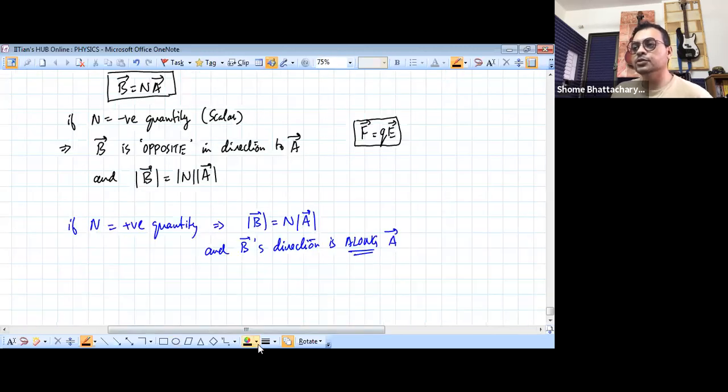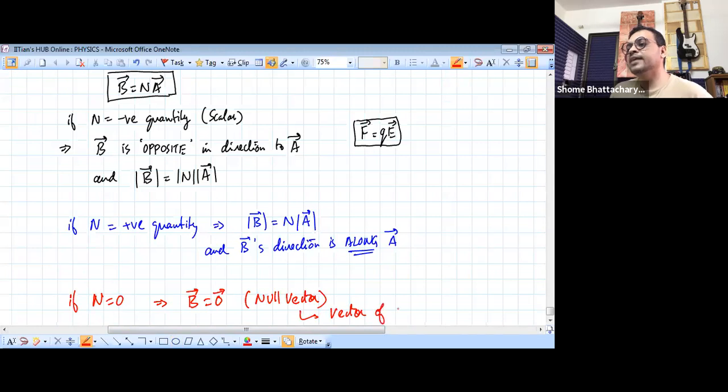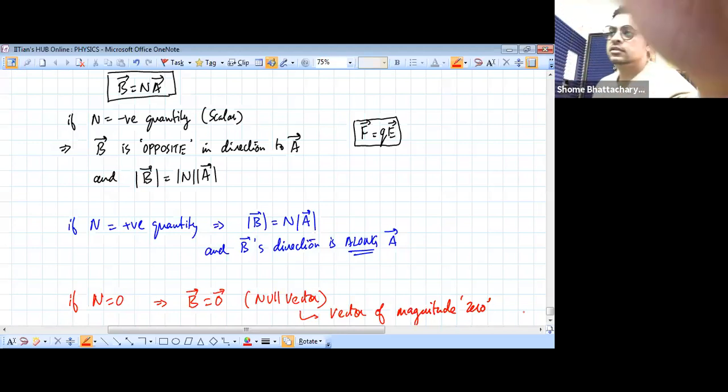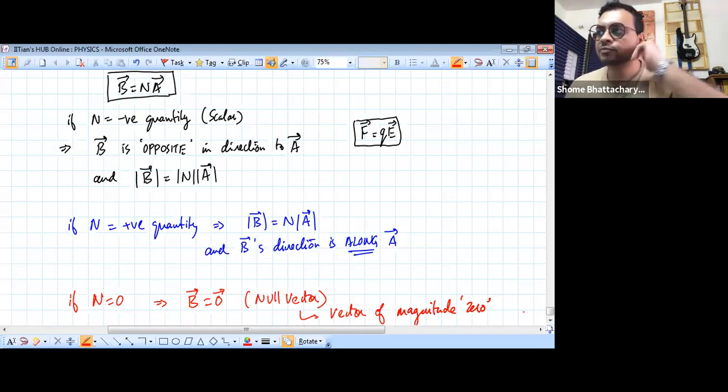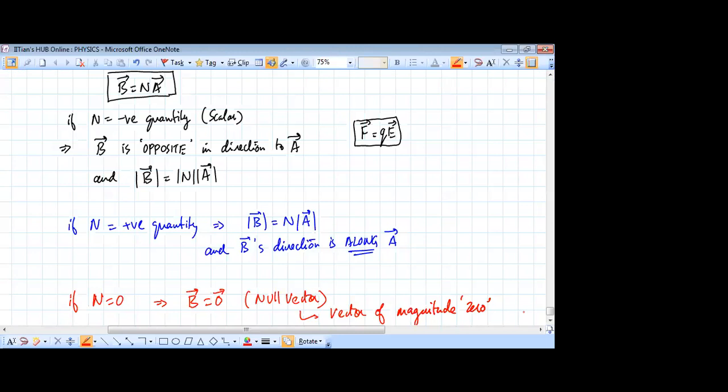Now there's just one more case also here, and that's the exceptional case. If n is zero, then what happens? D becomes what is called a null vector. A null vector is a vector of magnitude zero. So that's another definition for you. What is zero with a vector on top of it? That is called a null vector. We can multiply any vector by zero also. But if we multiply zero with a vector, it should give us a vector quantity. That kind of vector quantity is called a null vector. So just make a note of this.